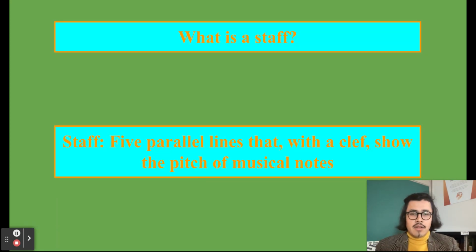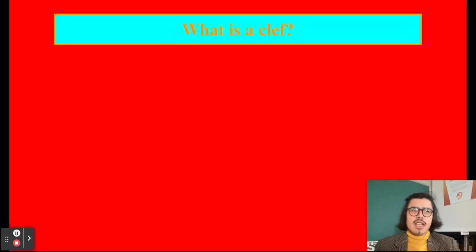The staff in itself is just dead silence. There's nothing that determines anything until you place a clef on it. And what is a clef?